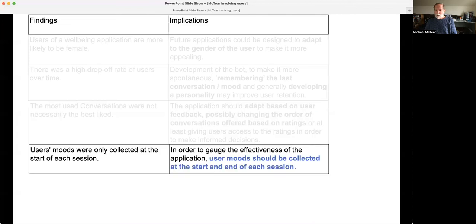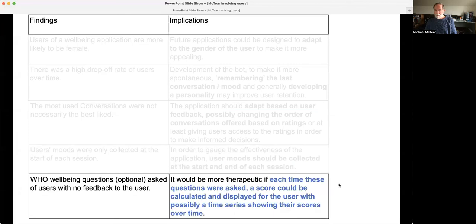A fairly simple one in this case: the user moods were only collected at the start of the session, and it was recommended they should also be collected at the end of the session. That wouldn't be too difficult to incorporate. And then finally, there was the issue of the WHO well-being questions that were asked, that no feedback was provided. Again, that wouldn't be too difficult to actually maintain a record of that and then retrieve the information to feed that back to the users. So all in all, there were some recommendations that would be fairly easy to implement and some that would be more difficult.